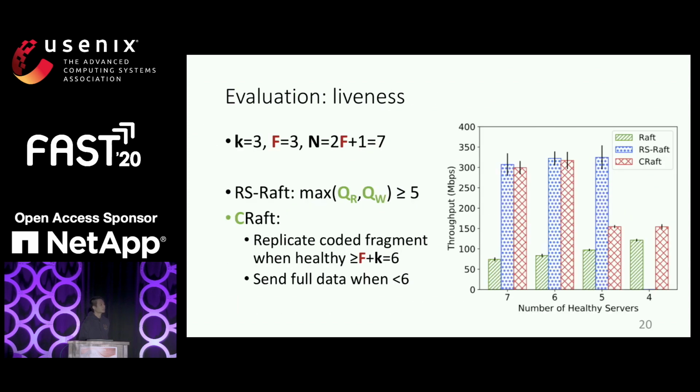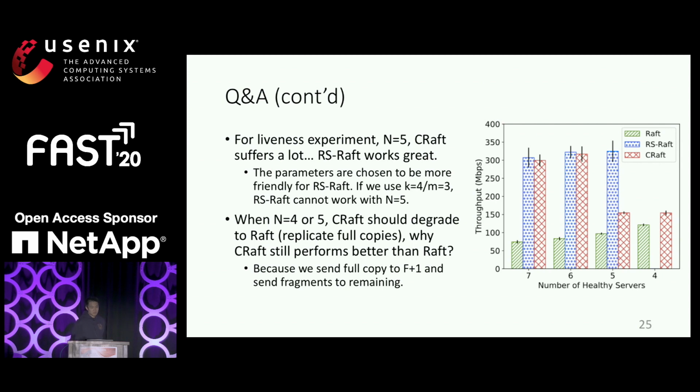Yeah, this one. So I think you mentioned that for CRaft, after you have less than 6 healthy replica servers, you're going to switch to send full copies, right? Yes. Now, why in this case are you still significantly faster than the vanilla Raft? Because now you're sending full copies, so I presume they're actually equivalent. Okay, good question. Actually, we have a backup slide for this.